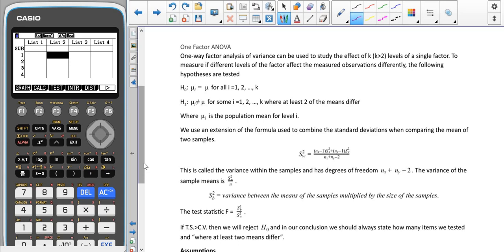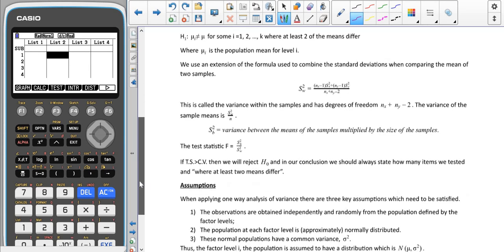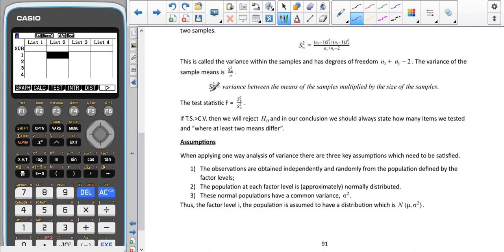Now I have still included some old information about how this used to be calculated. However, we're not going to use this method here anymore.